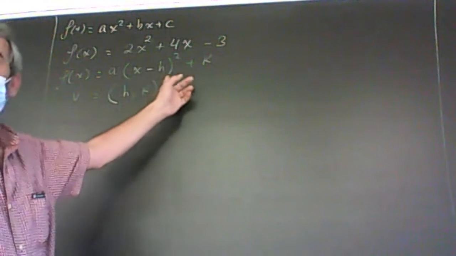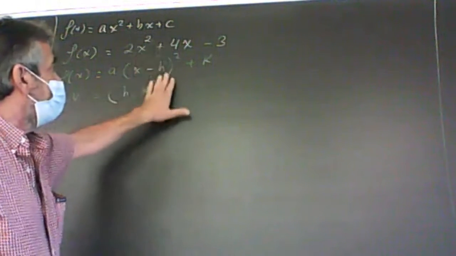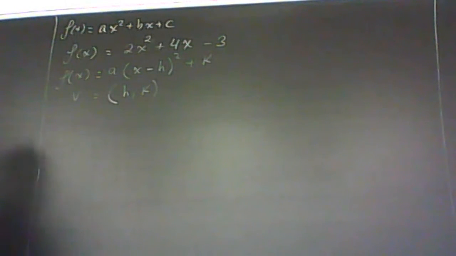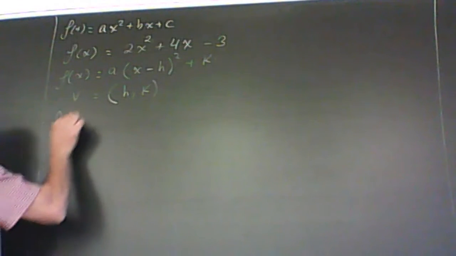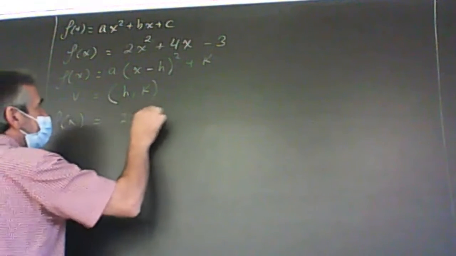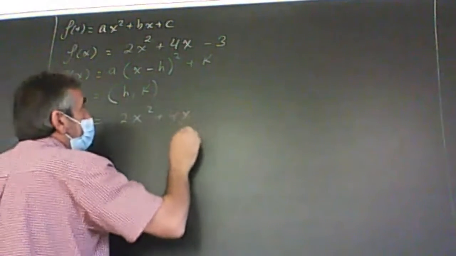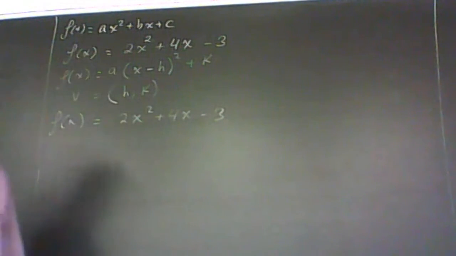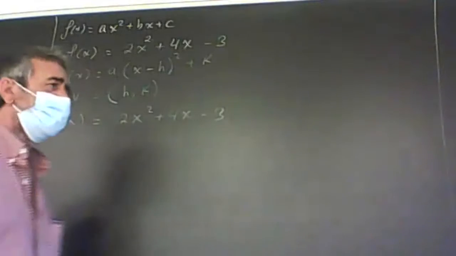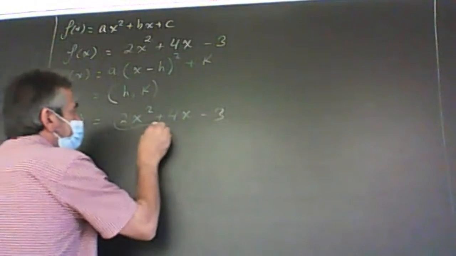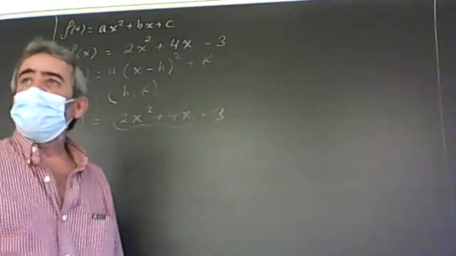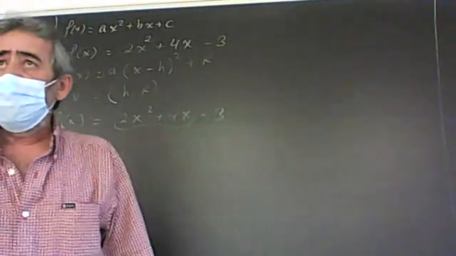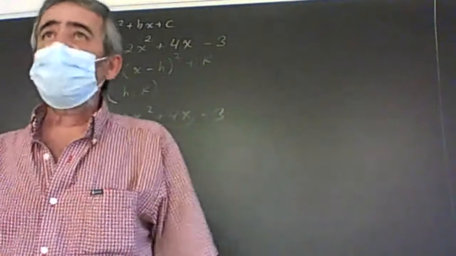So this is our A. We want to write this equation in this form. Okay, let's start. So f of x equals 2x squared plus 4x minus 3. And from there, we said our interest would be basically the x squared term and the x term. Those are the terms that I want to make a perfect square.